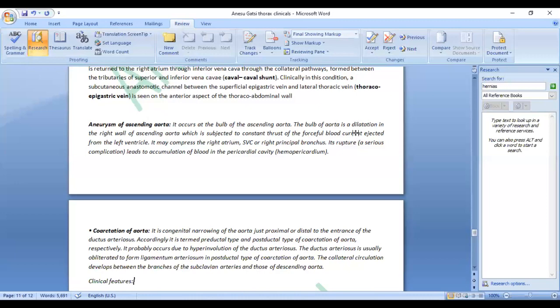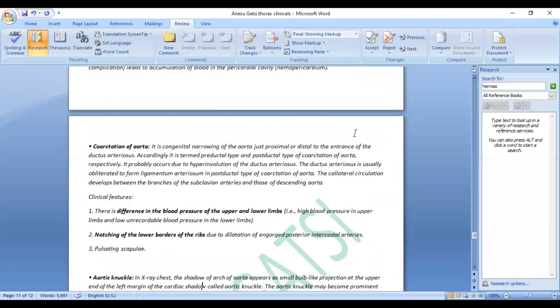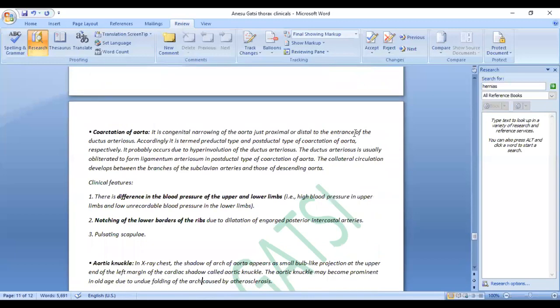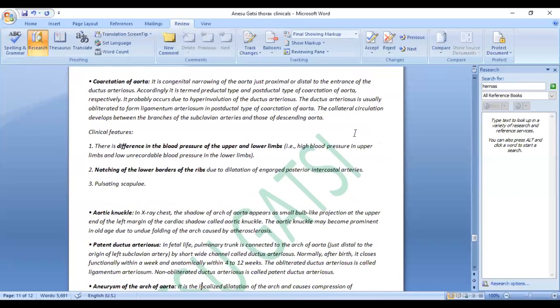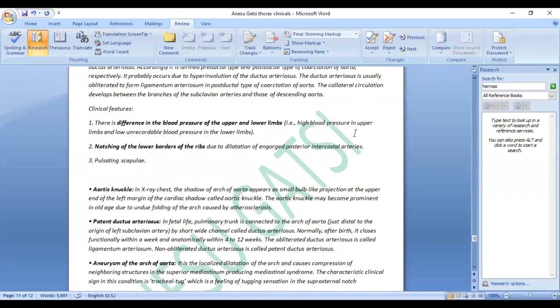And coarctation of the aorta, we talked about it earlier when we discussed the posterior intercostal arteries forming dilatations. The condition is referred to as notching of the lower ribs, more common in the third and fourth intercostal spaces. And the aortic knuckle in the chest X-ray: the shadow of the arch of the aorta appears as a small bulb-like projection. That is what is known as the aortic knuckle.